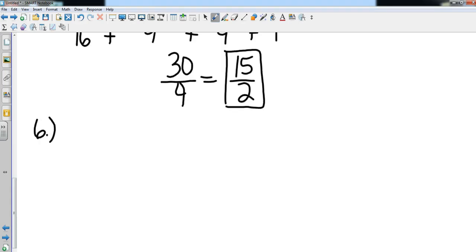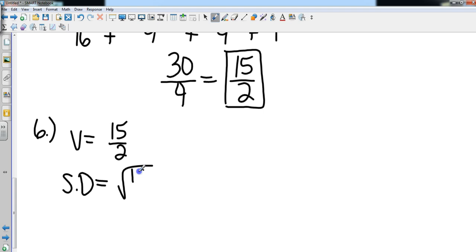Okay, number 6, find the standard deviation of the data set. Again, we changed that to problem number 5. Okay, so to find the standard deviation, I need to know the variance. So the variance from number 5 was 15 over 2. And to find the standard deviation, all we do is take the square root of 15 over 2. And that is our answer to number 6, the square root of 15 over 2. You could make it a decimal if you wanted, but I would stop here just to save some time.